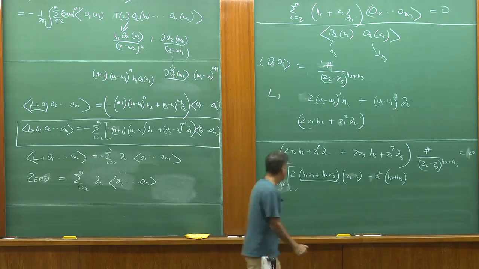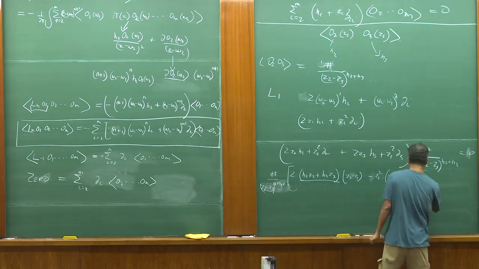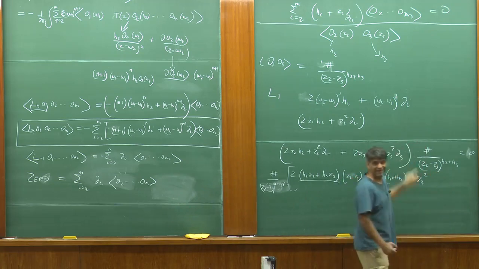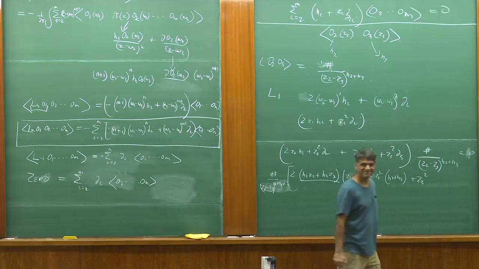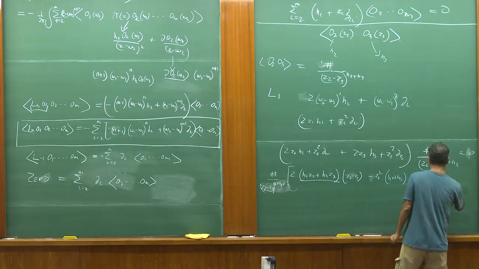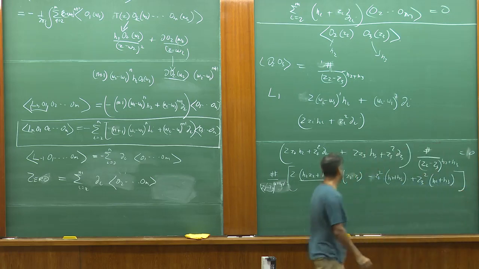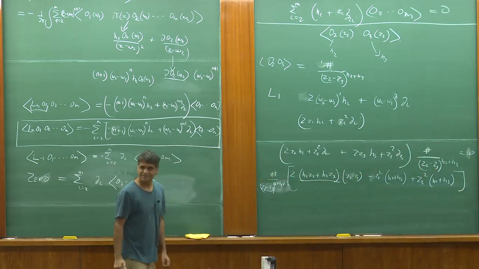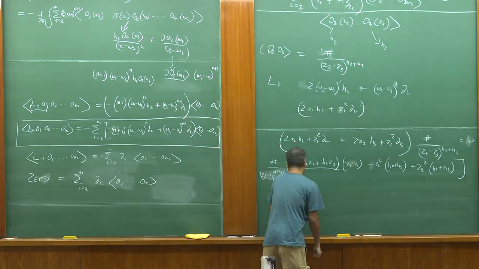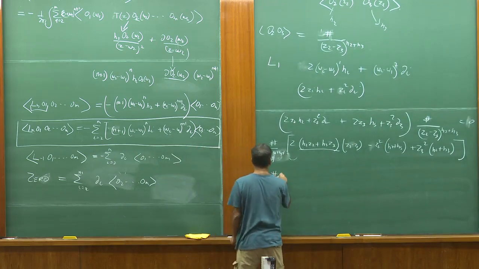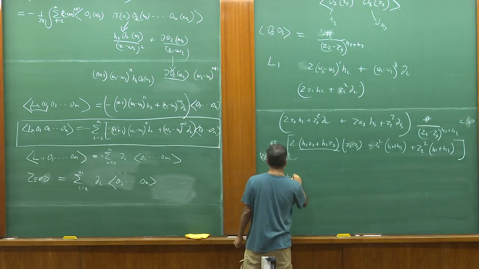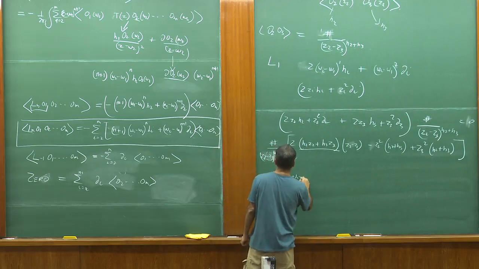Good. And then we get plus z3 squared. And the only difference is when you differentiate here, you pick up an extra minus sign, times h2 plus h3. Clear? So this thing is a number times (z2 minus z3) to the power h2 plus h3 plus 1.